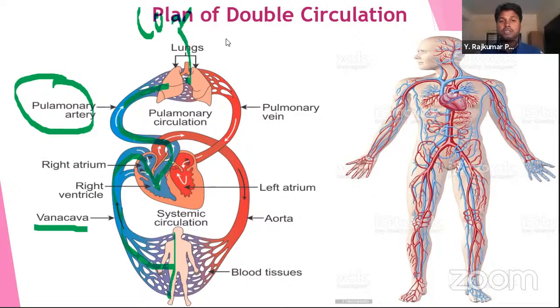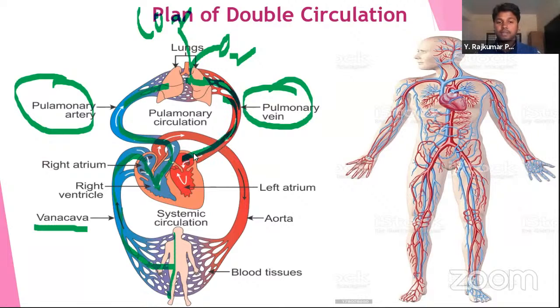CO2 is removed and oxygen is added, and this oxygen added blood is called oxygenated blood, which is carried by the pulmonary vein to the left atrium. From left atrium it comes to the left ventricle, and from left ventricle, with the help of dorsal aorta, which is the largest blood vessel, it further divides into the branches and supplies oxygenated blood to all parts of the body. This is a scheme of circulation of blood in the birds and mammals.